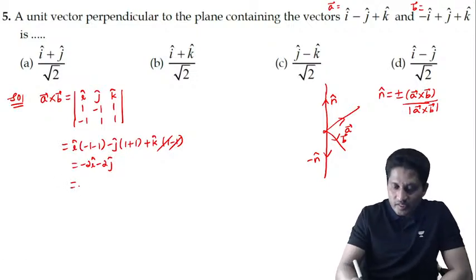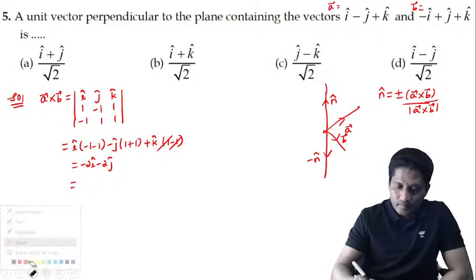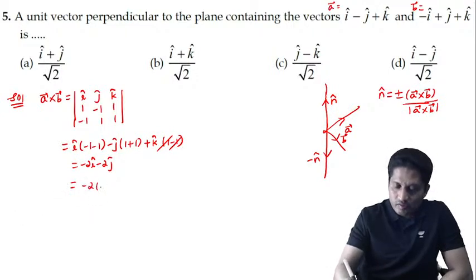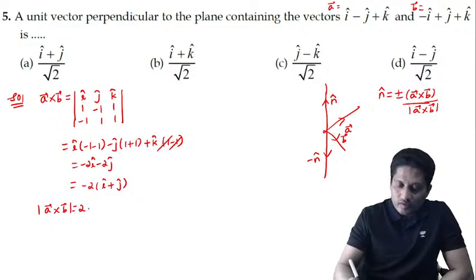So I'm going to take minus 2 out. It will be equal to i plus j. Now the modulus of A cross B. Mod of minus 2 is 2, times root of 1 square plus 1 square, which is equal to 2 root 2.